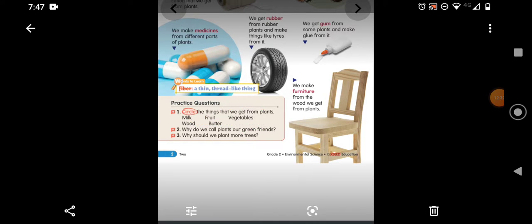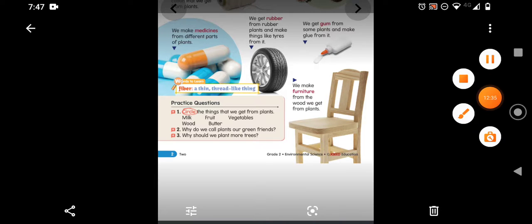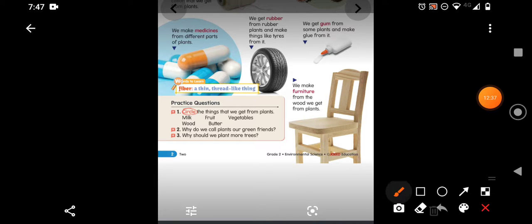Vegetables you have to circle, and also you have to circle the wood, children. Wood, yes. Fruit, sorry, milk also, sir. One minute, children, see here. So the wood also you have to circle. Vegetables you have to circle. Fruit you have to circle.